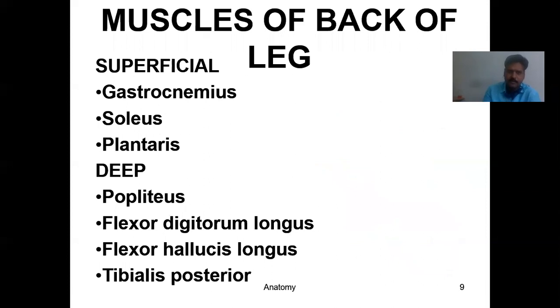We come to the muscles of the back. What are the muscles that lie within the deep fascia? Mainly the muscles of the back, we have superficial and deep muscles. What are the superficial muscles? The superficial muscles of the back of the leg are gastrocnemius, soleus, and plantaris. And the deep strata constitutes popliteus, flexor digitorum longus, flexor hallucis longus, and tibialis posterior.